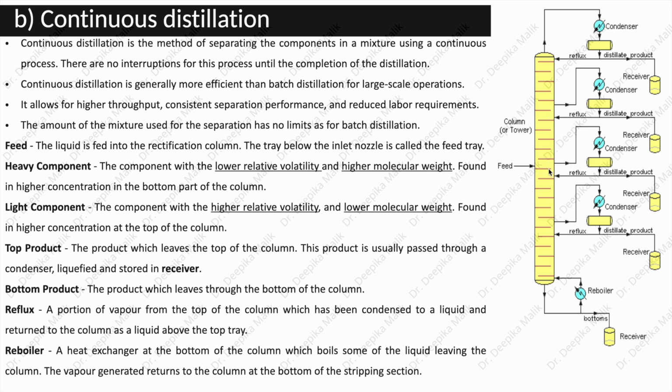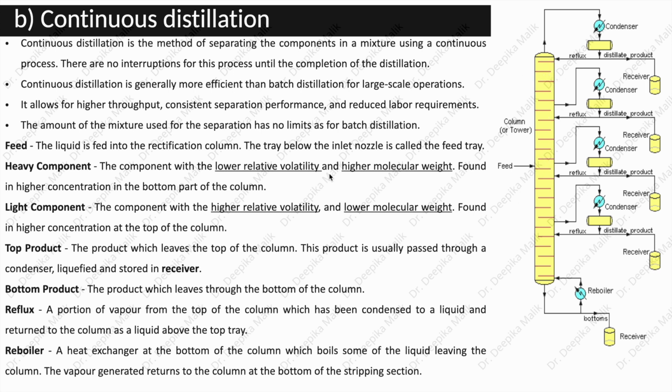Heavy components are the components with lower relative volatility and higher molecular weight. So they are majorly found in higher concentration in the bottom part of the column. Whereas light components are components with a high relative volatility and lower molecular weight, and they are majorly found in higher concentration at the top part of the column.